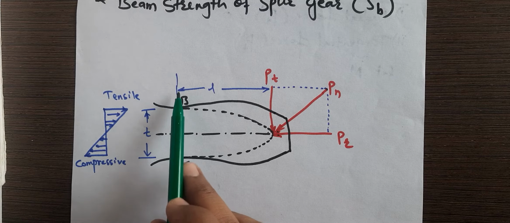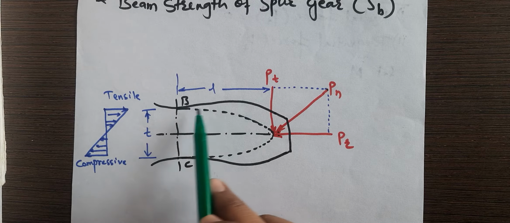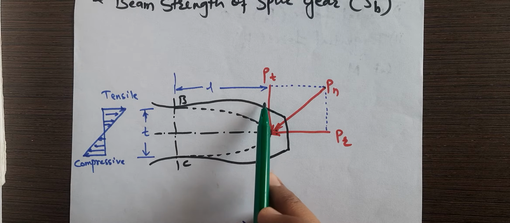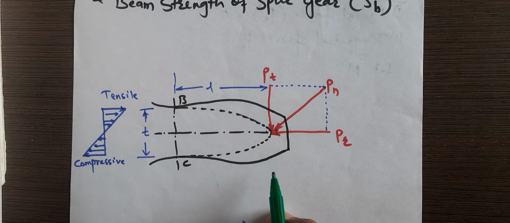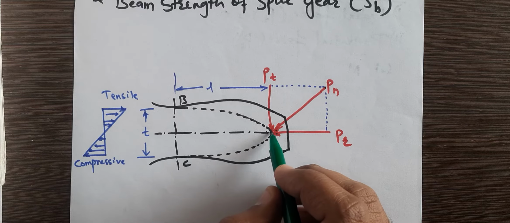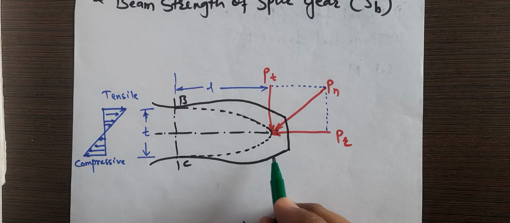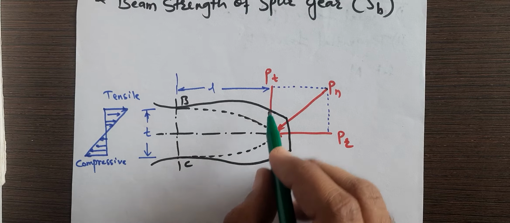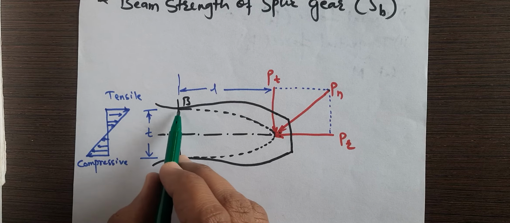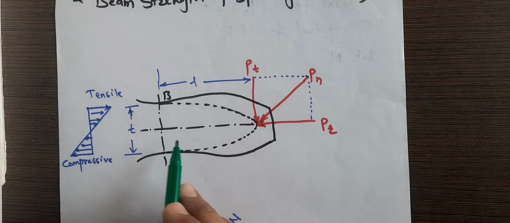Now we are taking this length as a small l, from the support to the tangential force. In this case, when the tangential force is acting like this, the gear tooth will act as a cantilever beam, and it will try to bend like this. Because of this tangential force, the gear tooth will try to bend like this.